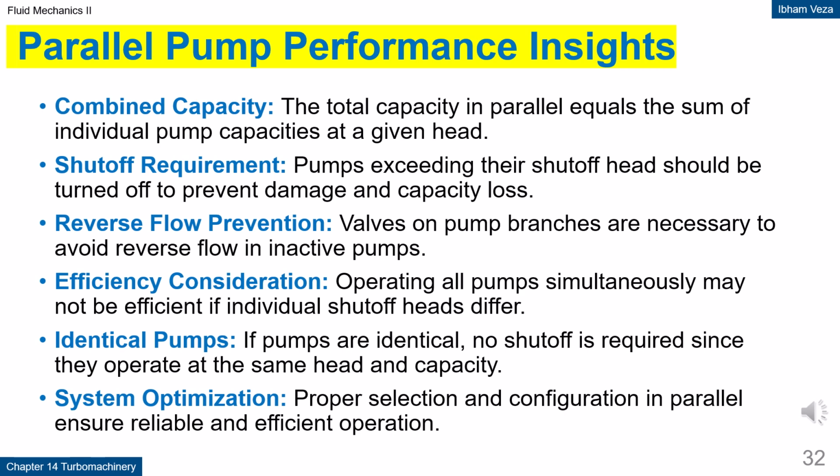If one pump exceeds its shut-off head, it must be turned off to prevent damage. Valves on each branch are required to prevent reverse flow through inactive pumps. If the pumps are identical, load sharing becomes stable and selective shutdown is unnecessary. Proper selection and configuration determine system efficiency and reliability.